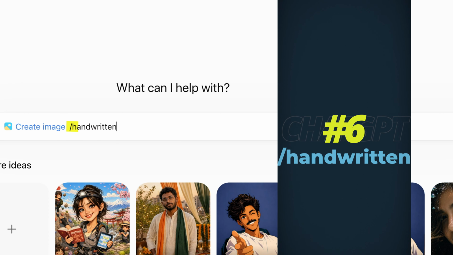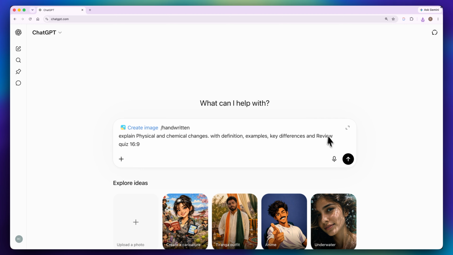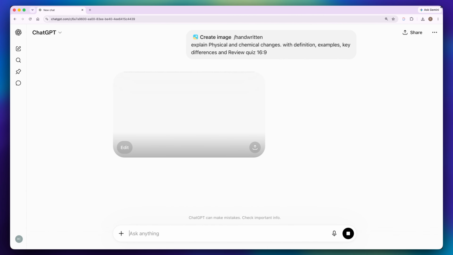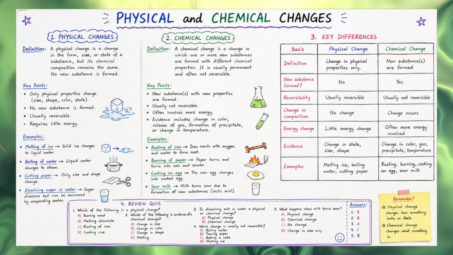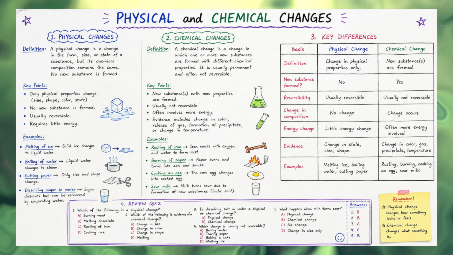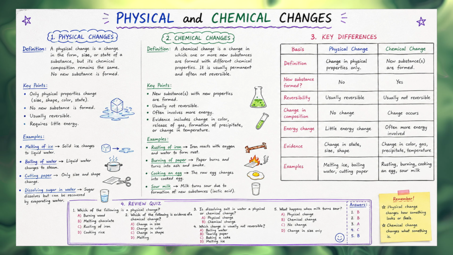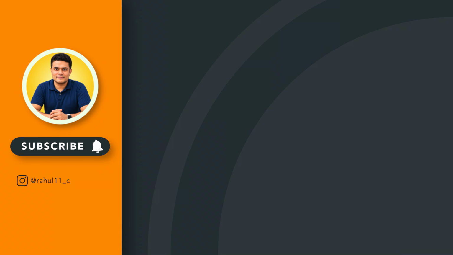This one turns a topic into handwritten style study notes, making the information feel like something you would write in your own notebook. It can organize the content into sections, examples, comparisons, diagrams, and even questions for revision. So whenever you want to turn a topic into visually engaging handwritten notes for studying or revision, use handwritten. Try these commands with your own topics and you will be surprised to see what ChatGPT can create from just one line.